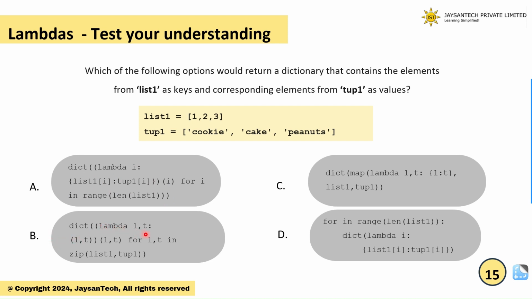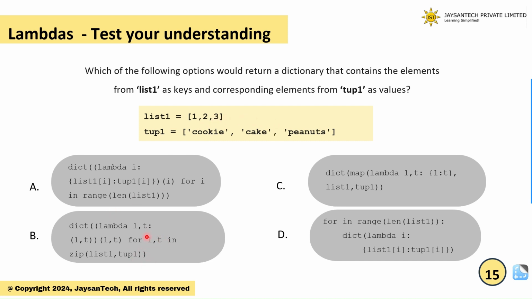Now B, when you see lambda L comma t, it is taking 2 elements, L and t, and what it is doing is just creating a tuple with L and t. And what I'm passing as the arguments: L comma t for L comma t. See, first you execute this for loop. For L comma t in, I'm using the zip function. So what does the zip function do here? It will basically combine these two iterables and create a tuple of corresponding elements. So when I say zip of list1 comma tuple1, the first element will be 1 comma cookie, the second element will be 2 comma cake, and the third element will be 3 comma peanuts.